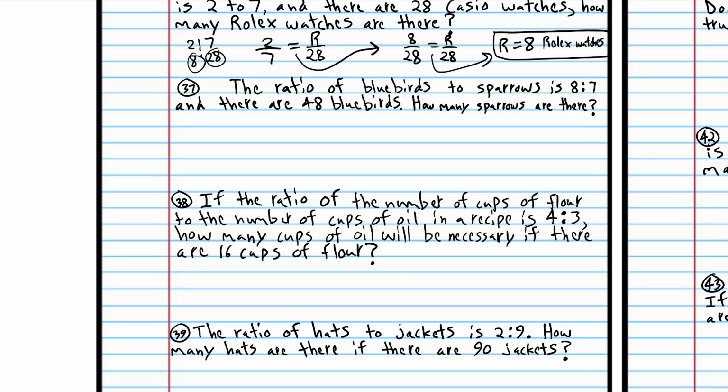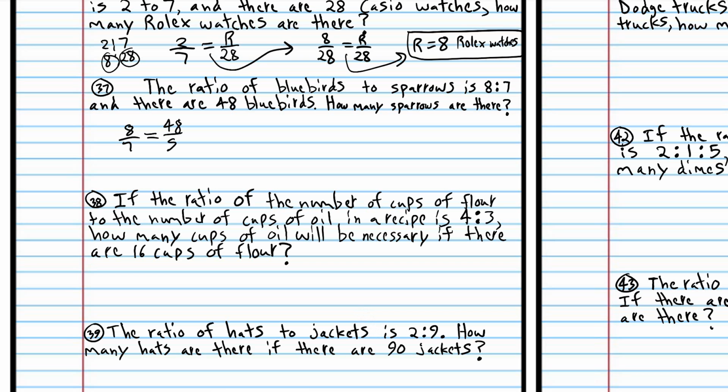All right, we're back. The ratio of bluebirds to sparrows is 8:7, so I'm going to use the proportion method. 8 over 7. And we want to know, do we put 48 here or do we put 48 in the numerator. One way is wrong and the other way is correct. So it says it's the ratio of bluebirds to sparrows. So bluebirds is mentioned first, so that's the first number. So bluebirds are on top and sparrows are on the bottom. So we're told there's 48 bluebirds, so our bluebirds have to be on the top because, again, 8 represents the bluebirds. And we're going to write S for sparrows.